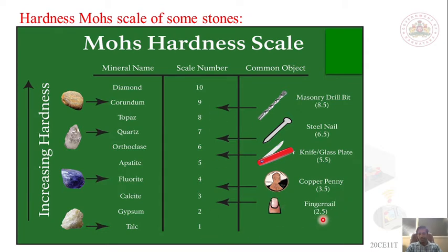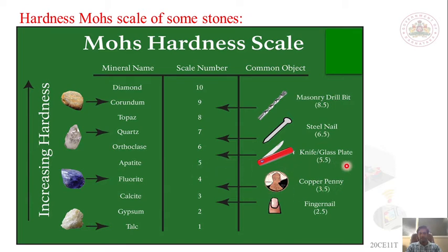Up to 2.5 hardness, you can use your finger to scratch the material, and you will know the material has a Mohs scale value of around 2.5. Suppose you take vibhuti and scratch on it, the powder will come up. It means the Mohs scale number is less than 2.5. Similarly, if you take a copper penny, any coin, and scratch on the surface, if it gets powdered, then the value is 3.5.